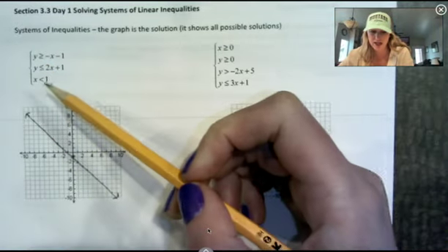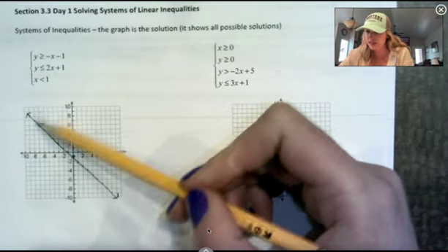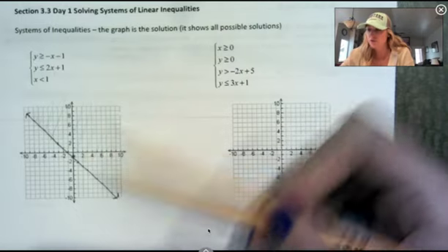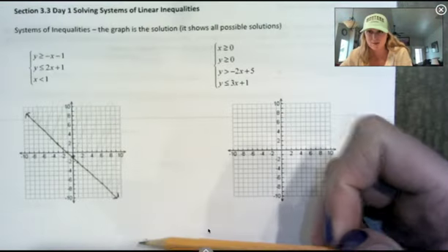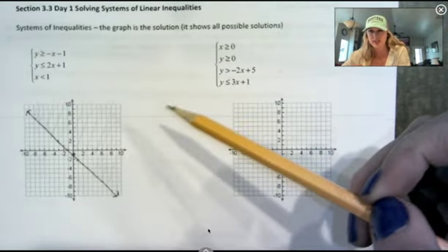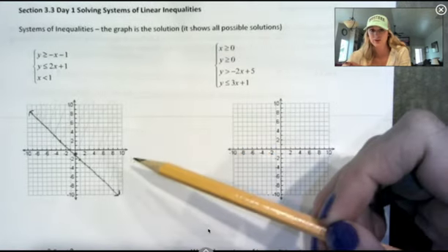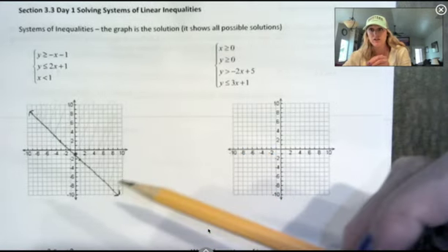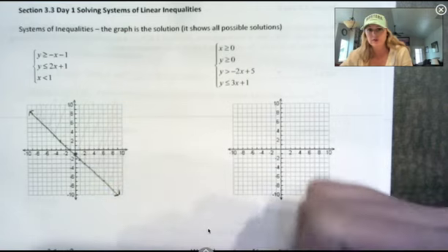So I'm going to shade just really lightly here, you guys, because we want to find the solution for the system, which is where all of the shading is going to overlap. So I'm just going to shade really lightly, and then I'm going to shade dark where the overlap is. Okay, so now I'm going to graph this one.